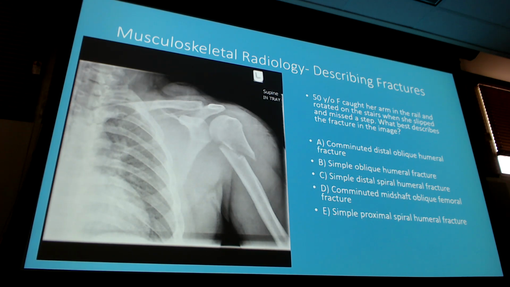How many got it right? It's okay if you didn't yet. We're still learning this stuff. It is echo: simple, proximal, spiral, humeral fracture. But you see how we broke that down by words, right? So it's not so overwhelming to have to read everything. Just read all the way through, especially when you think you found the right answer.